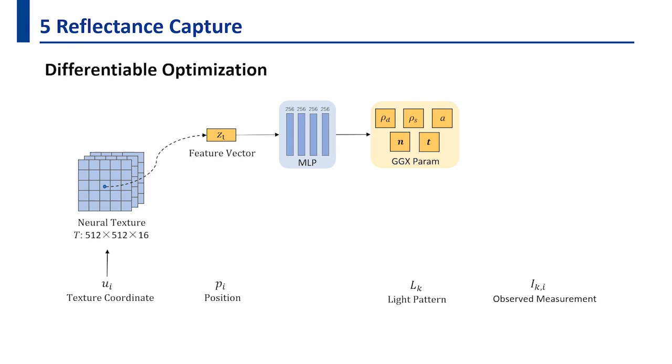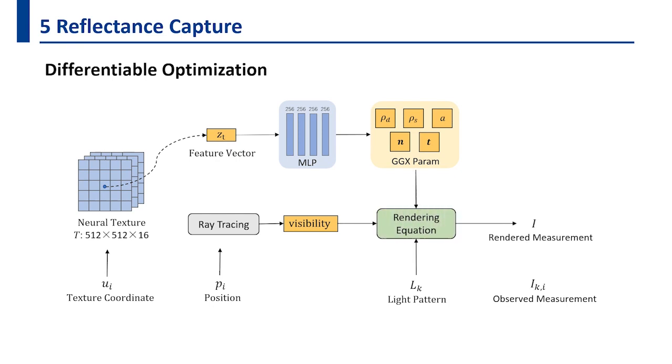Then, 5 MLPs are responsible for transforming the feature vector to GGX parameters, including normal, tangent, diffuse albedo, specular albedo and roughness. In addition, based on the position and mesh, we can directly obtain the visibility using ray tracing. Finally, the measurements can be calculated based on the rendering equation. We aim to jointly optimize the neural texture and 5 MLPs to minimize the per pixel differences between the photographs and the simulations.